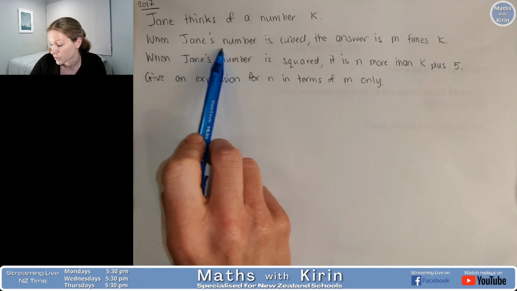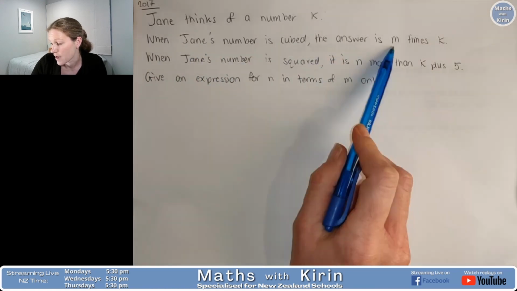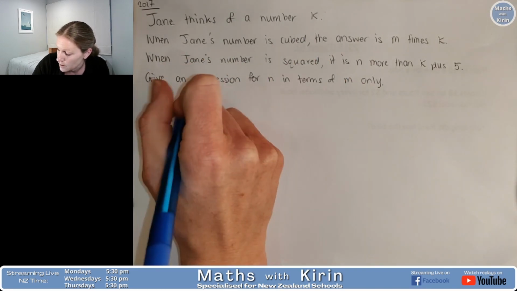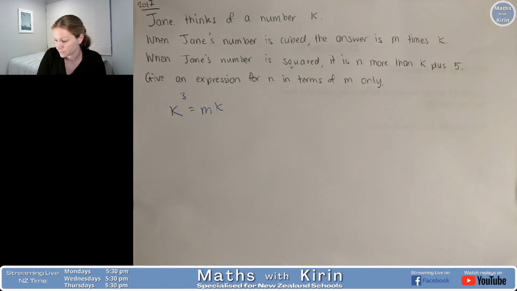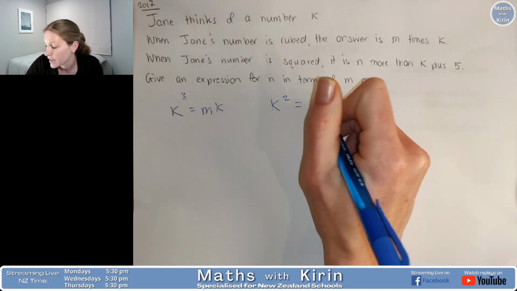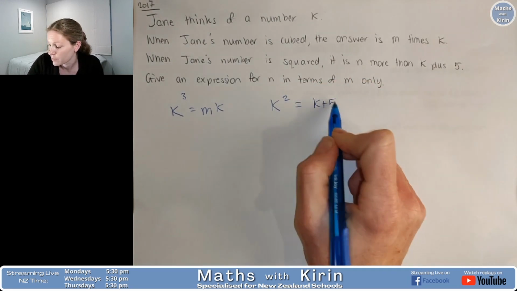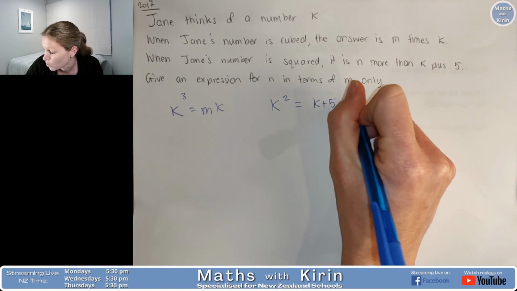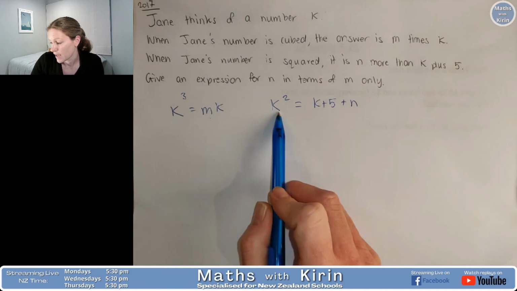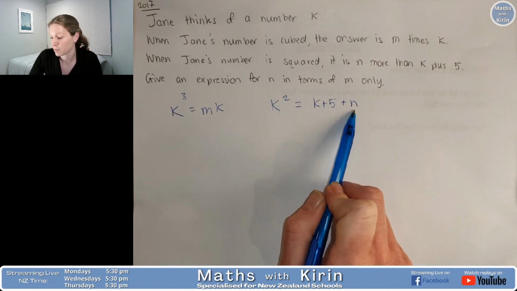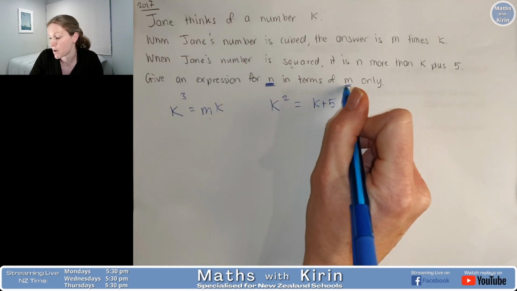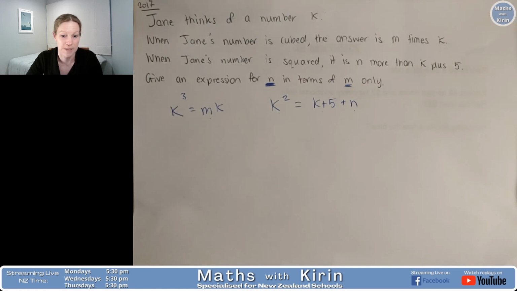Okay, so if we just go through those bits, when Jane's number is cubed, the answer is m times k. So when Jane's number, which is called k, is cubed, the answer is m times k. When Jane's number is squared, it is n more than k plus 5. So there's our k plus 5, and if it's n more, we need to add an n. So we know k cubed is equal to mk, and k squared is equal to k plus 5 plus n. So we want an expression for n in terms of m only. So we don't want to have any k's, we just want to have m's and n's.